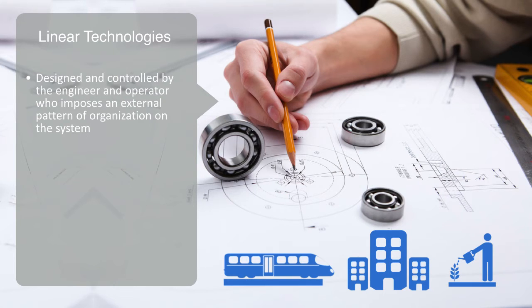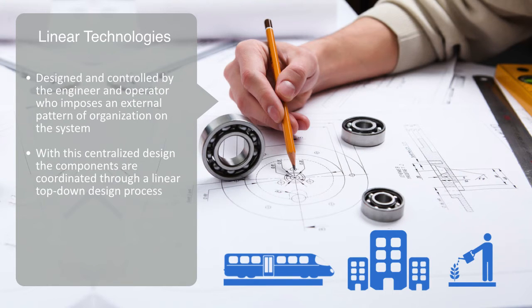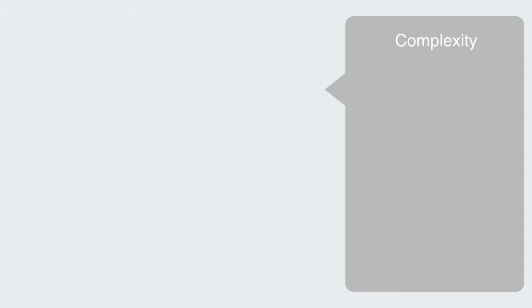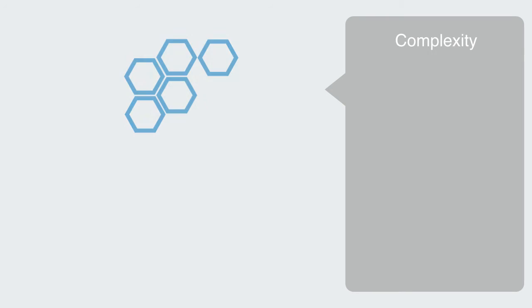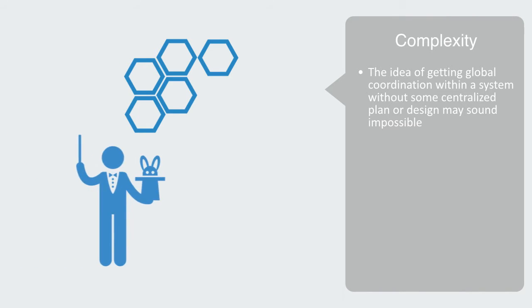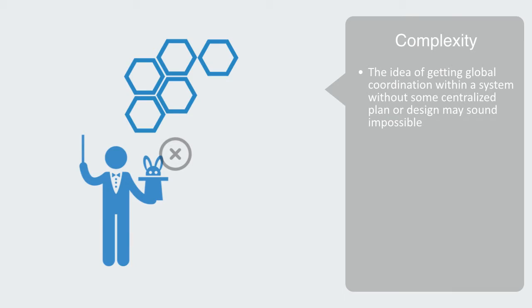With this centralized design, the components are coordinated through a linear, top-down design pattern that constrains the components and requires them to function in a well-defined, specific manner in order to achieve the global functionality. This paradigm is so familiar to us that the idea of getting global coordination without some centralized plan or design may sound impossible or like magic, but it's not. It actually happens all the time.